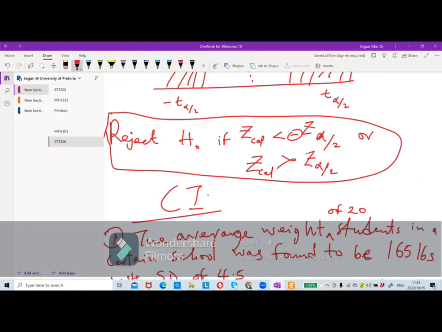So Z calculated is what? Minus 5.632. Is it greater than this? No, sir. So either way, we are still going to reject it.